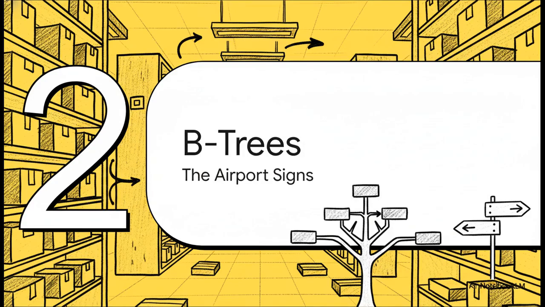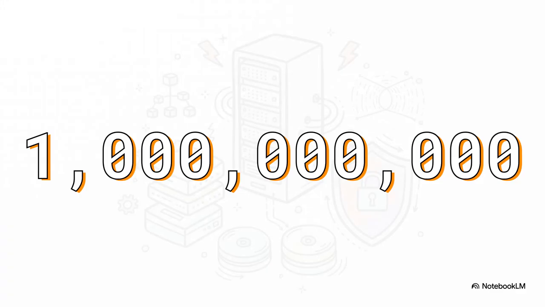All right, that brings us to part 2, B-trees, basically the airport signs of your database. So if our data is grouped onto thousands or even millions of different shelves, how do we find the exact row we want without scanning the entire warehouse? Imagine you've got a massive table containing 1 billion rows of data. If you don't have an index, the database has to perform what's known as a full table scan. It literally has to check every single row, one by one, just to see if it matches your query. With a billion rows, you might be waiting seconds or even minutes for a result. And let's be real, we need answers in milliseconds.